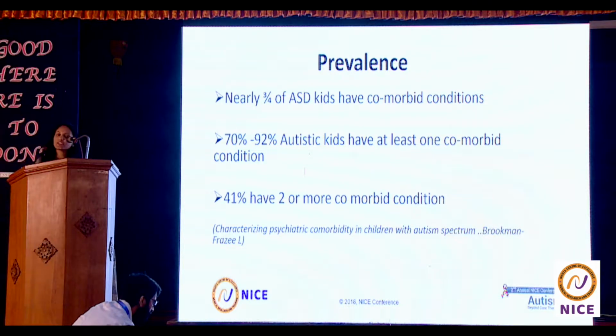Okay, the prevalence. You have noticed, I think, there is a huge variety of difference in the prevalence rate of even autism, and of other comorbid conditions, because each paper says a different prevalence. Generally, 70 to 92% of autistic kids have at least one comorbid condition. Then 41% of them have two or more comorbid conditions.